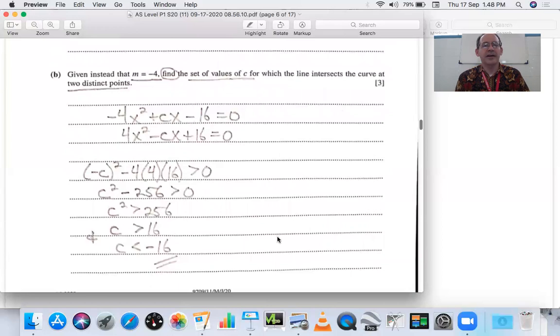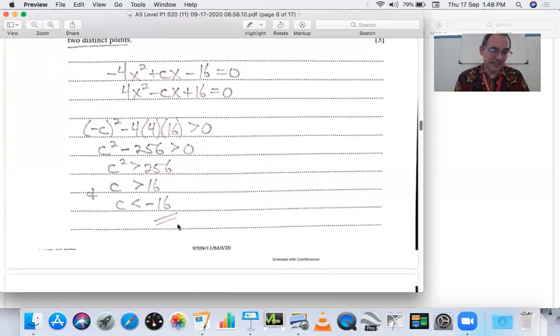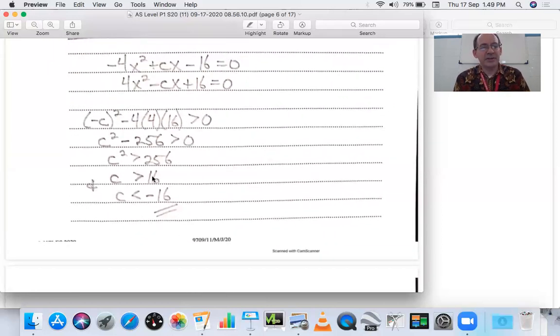So here are the set of values, actually sets of values, c greater than 16 and, or could say or, actually or would probably be better because they both can't be true at the same time. So c greater than 16 or c less than negative 16.